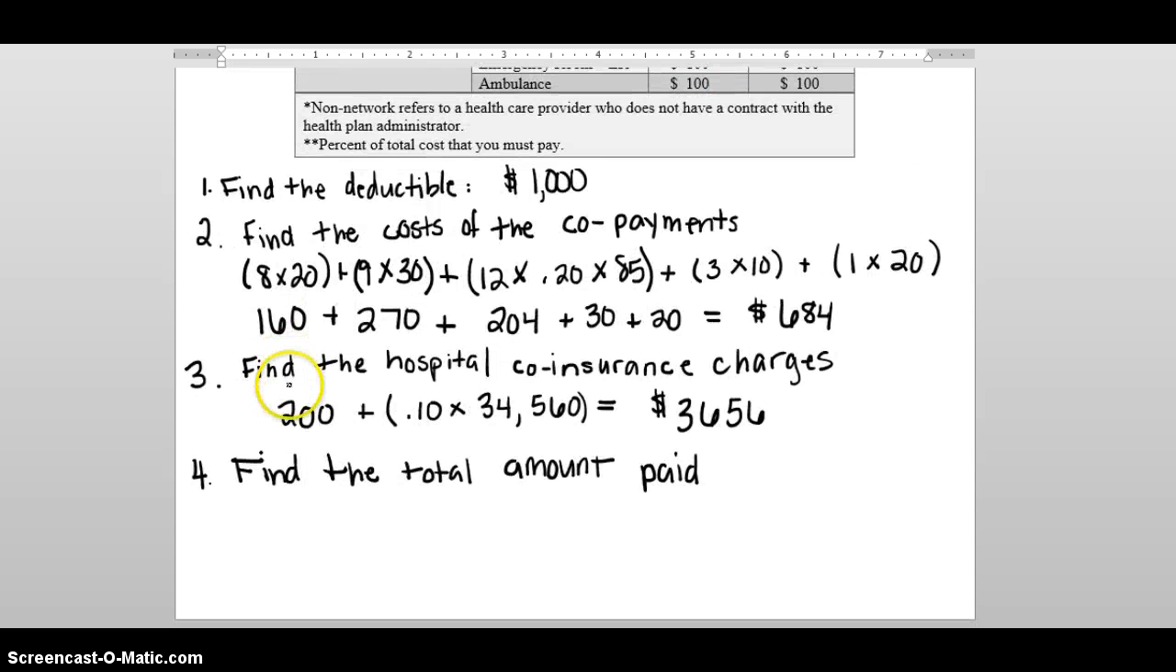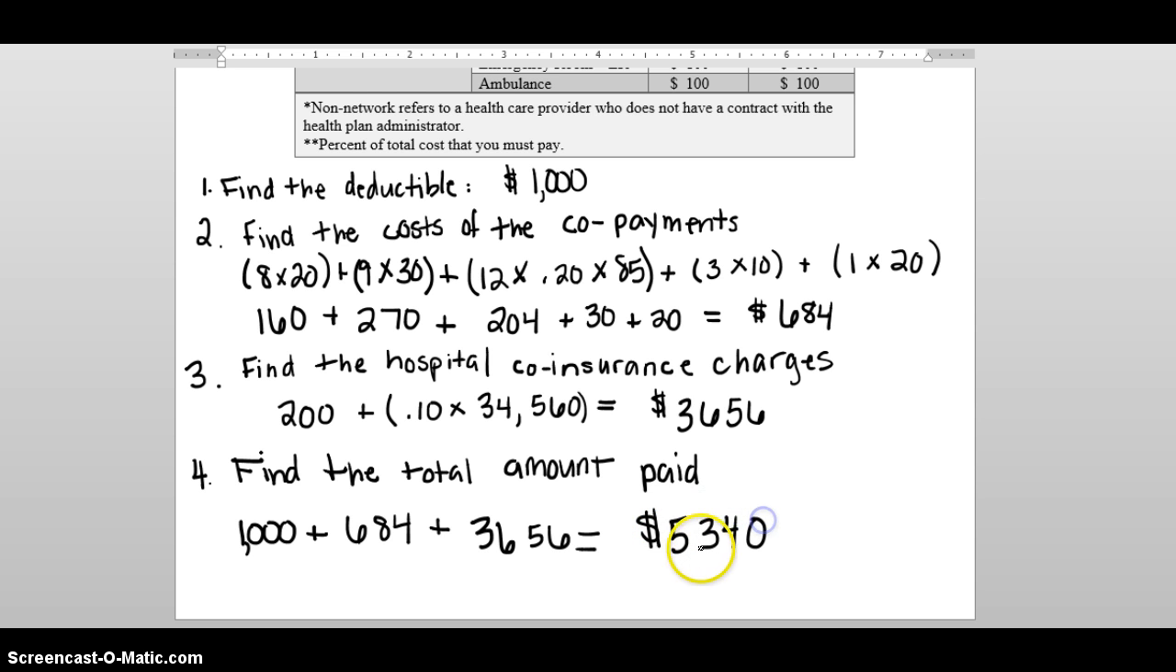Okay, so we have the deductible, plus the co-payments, which were $684, plus her hospital charges, $3,656, gives us a total amount of $5,340.